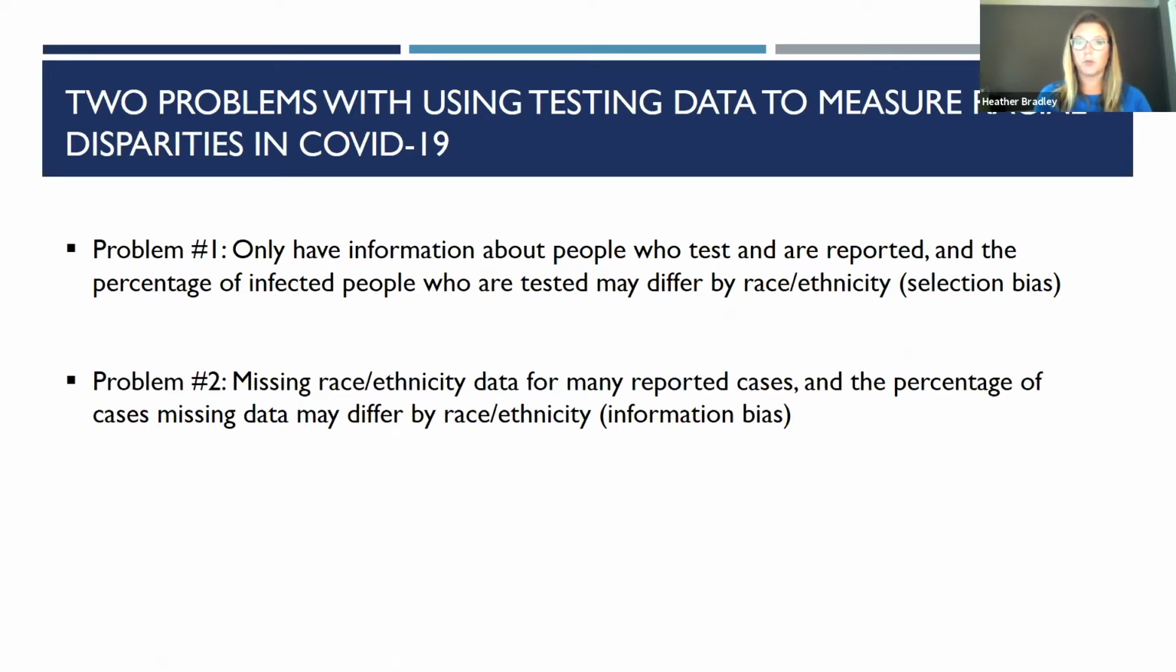The first problem, which we just talked about, is that we only have information about people who test and are reported. And the percentage of infected people who are tested may differ by race and ethnicity, and it very likely does, right? So in epi terms, we call this selection bias. The second problem is that we are missing race and ethnicity data for many reported cases, nearly a third in Georgia. And the percentage of cases that are missing data may also differ by race and ethnicity. So this is another source of missing information, and in epi terms, we call this information bias.